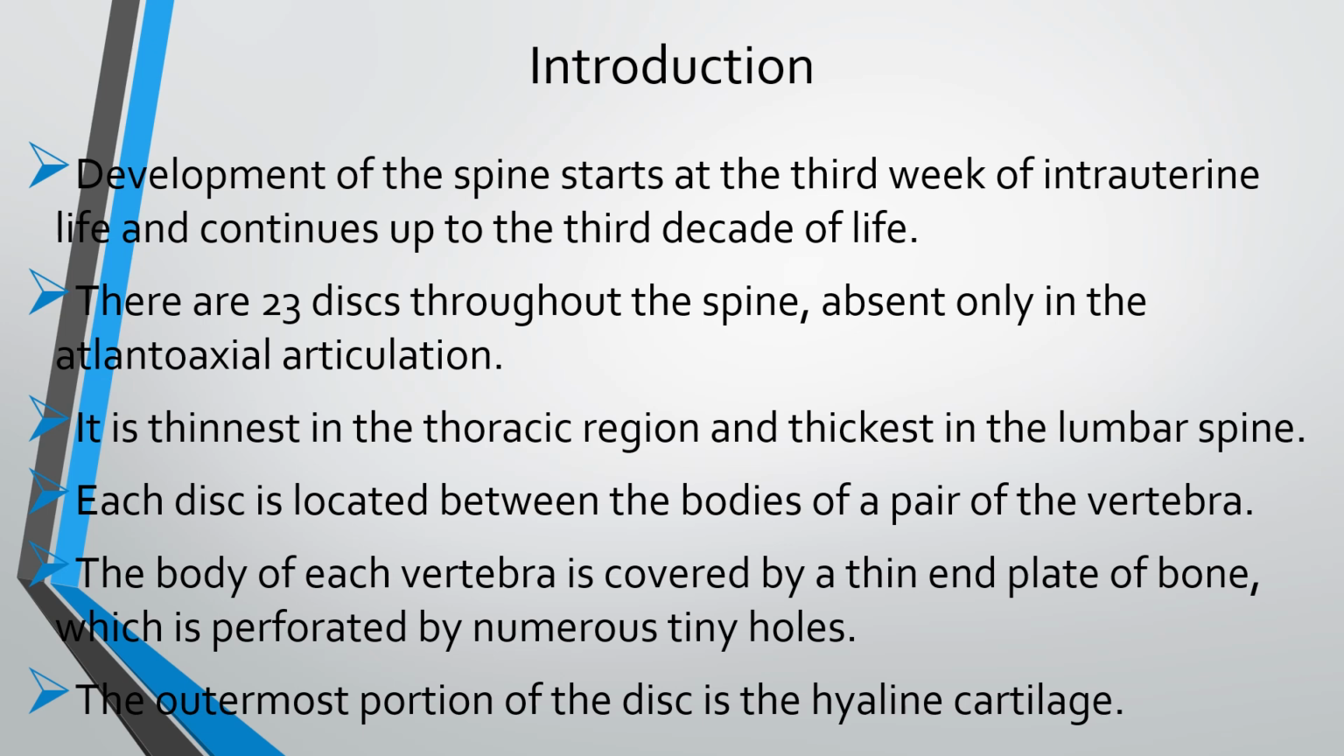So in terms of development, the development of the spine starts at the third week of intrauterine life and continues up to the third decade of life. There are 23 discs throughout the spine, and they are absent only in the atlantoaxial articulation, that is between the C1 and the C2, the cervical vertebra 1 and the cervical vertebra 2.